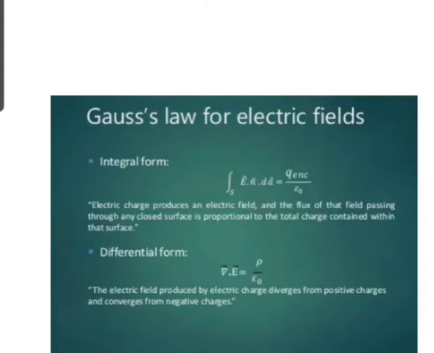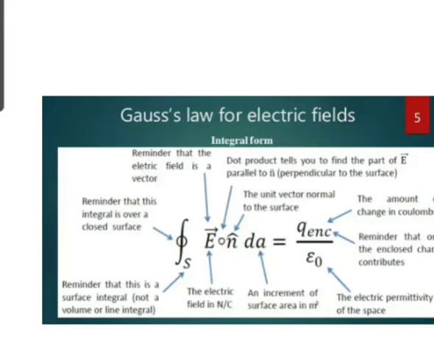The differential form describes the electric field which is produced by the electric charge. The electric field produced by electric charge diverges from the positive charge and converges on the negative charge. So del dot E bar is rho by epsilon 0. Next, Gauss's law for the electric field.